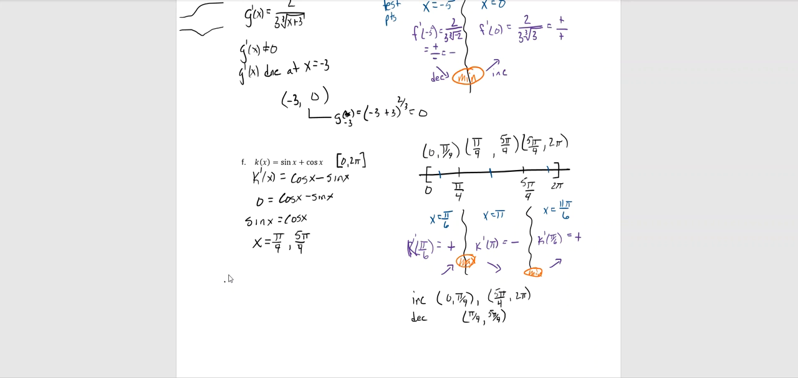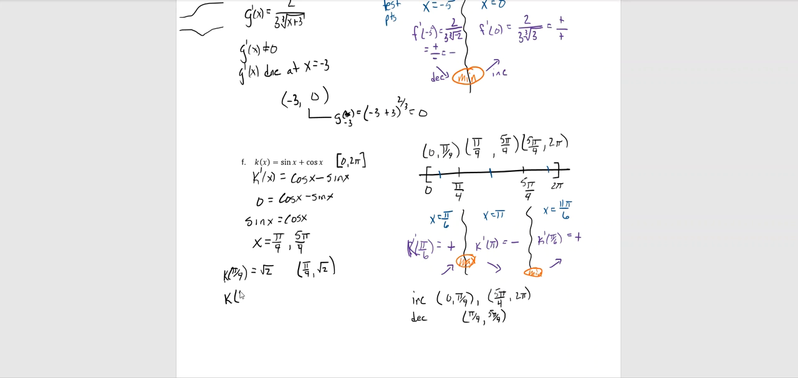Let's evaluate first. Let's find k of pi over 4. Original function. Sine of pi over 4 is square root of 2 over 2 plus cosine of pi over 4 is square root of 2 over 2. That's 2 square roots of 2 over 2, also known as square root of 2. So one of our points is pi over 4, comma, square root of 2. Remember, exact value, that's a 4, not a 9.